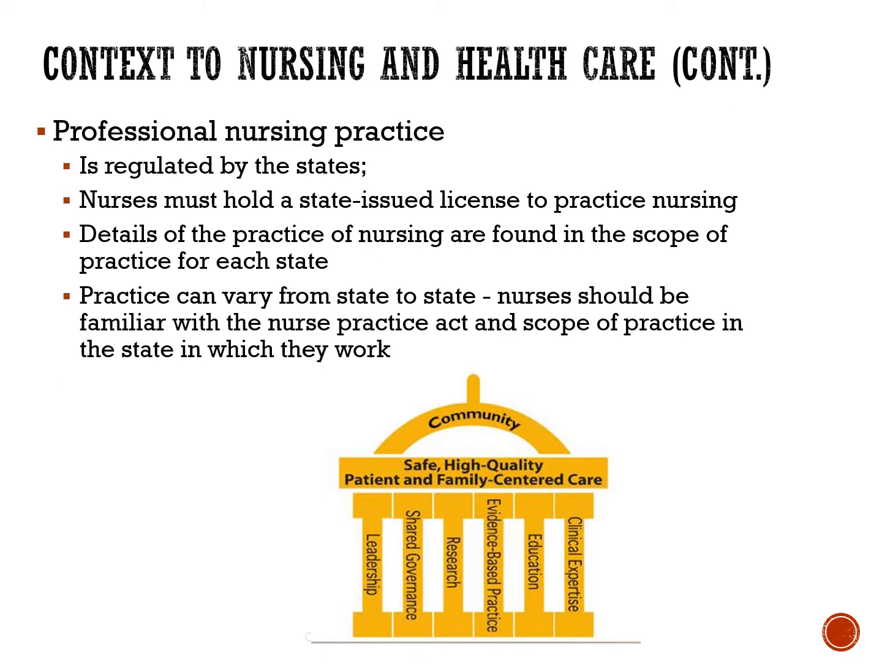Context to nursing and healthcare continues. Professional nursing practice is regulated by the states. Nurses must hold a state-issued license to practice nursing. Details of the practice of nursing are found in the scope of practice for each state. Practice can vary from state to state. Nurses should be familiar with the Nurse Practice Act and scope of practice in the state in which they work.